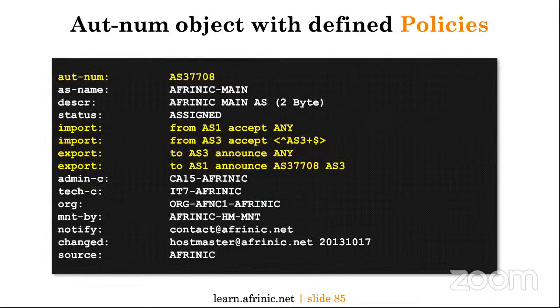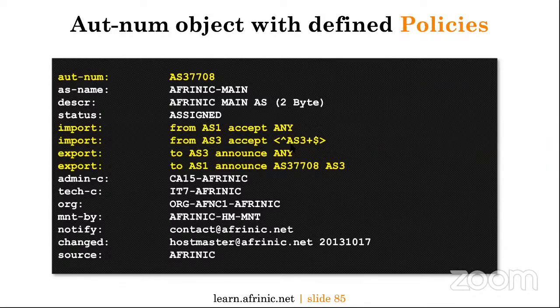So this is an example of an aut-num object that has a policy defined in it. You can see here we only use the import and export. It's defined here what you are importing into the AS. From AS1, we're accepting anything, and the same thing applies to AS3.